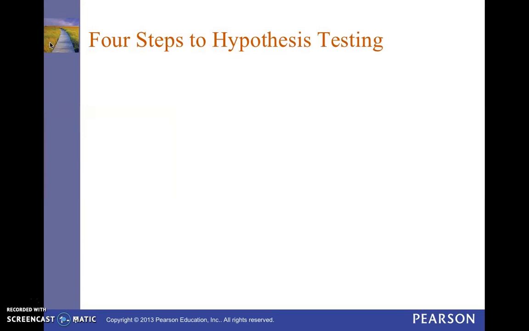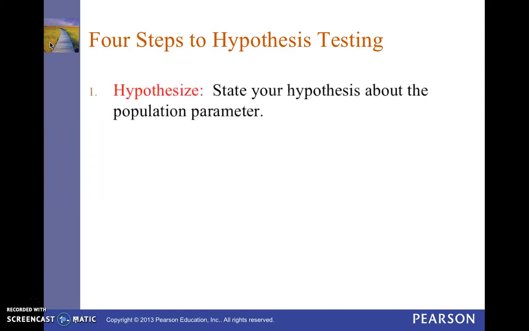Okay, so we were talking about how these four steps to hypothesis testing are going to be true for all hypothesis tests. So let's get on with it. Number one is state your hypothesis about the population parameter. Remember, we're talking about populations more so than samples. So, what is it that you basically believe to be true about the larger population?